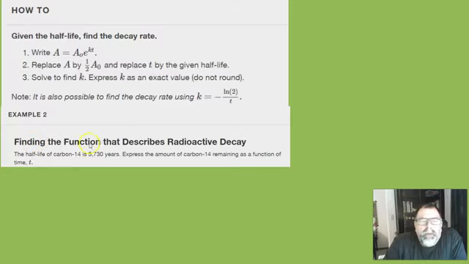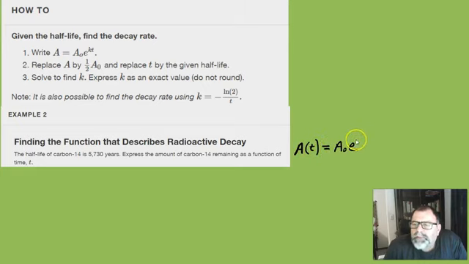Okay, example 2. Finding the function that describes radioactive decay. The half-life of carbon-14 is 5,730 years. Express the amount of carbon-14 remaining as a function of time t. So we want to basically find a function for our amount that's left remaining as a function of time.